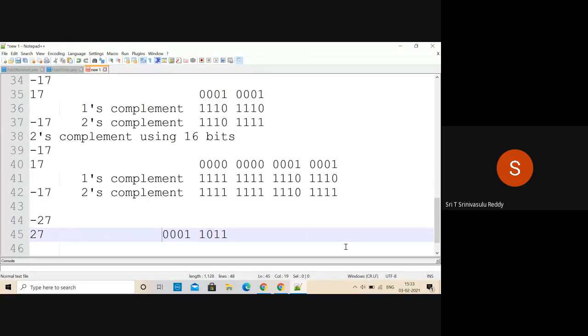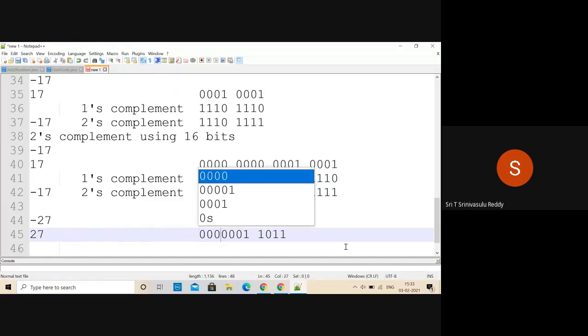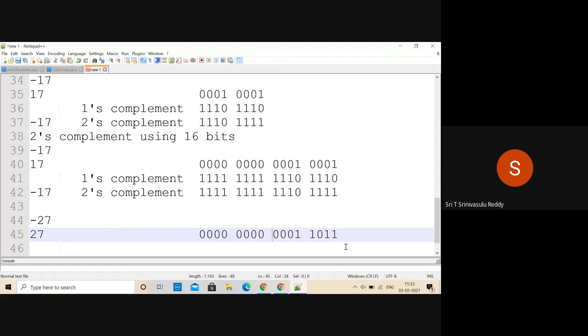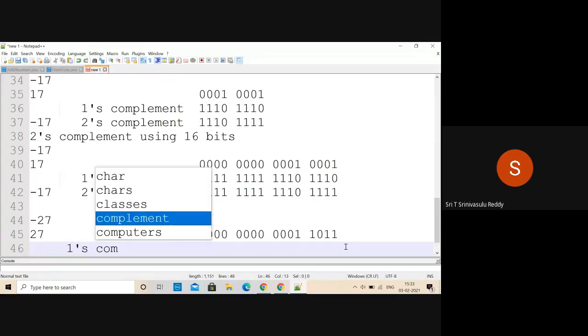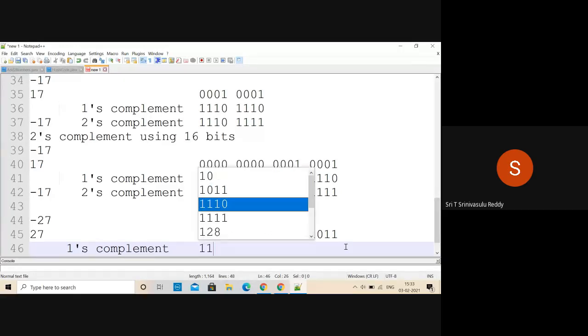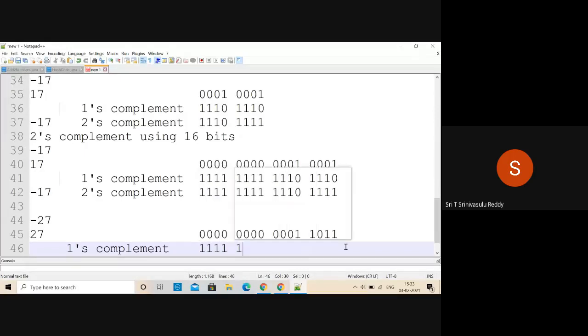Right? So the most significant bits must be all like this. So this is how plus 27 is. And then we have to write down the one's complement of the same thing. What is one's complement is nothing but make every 0 become 1, every 1 become 0. These are the notations actually.